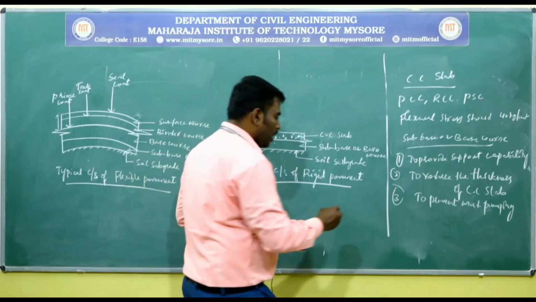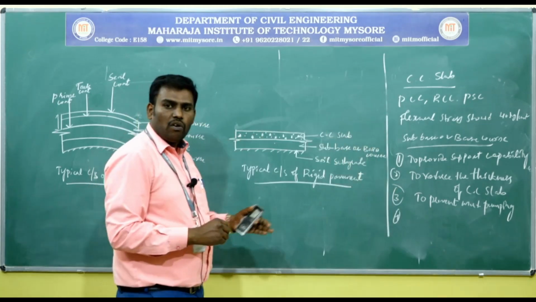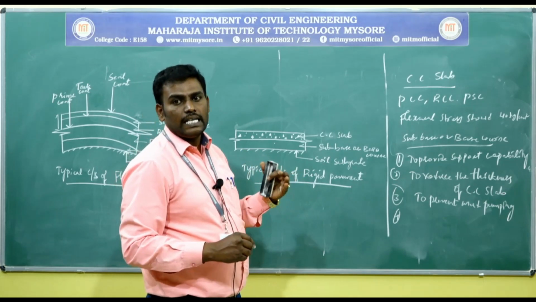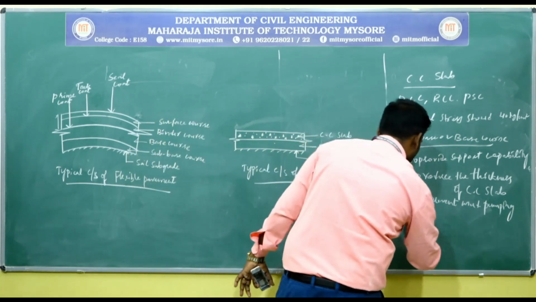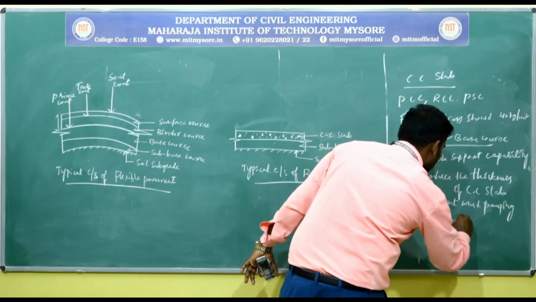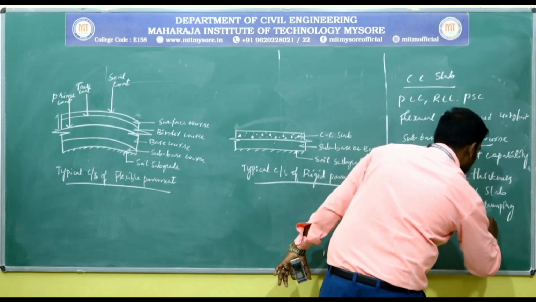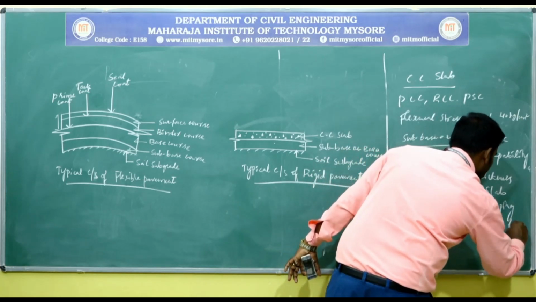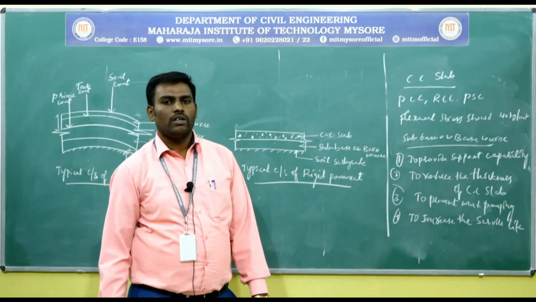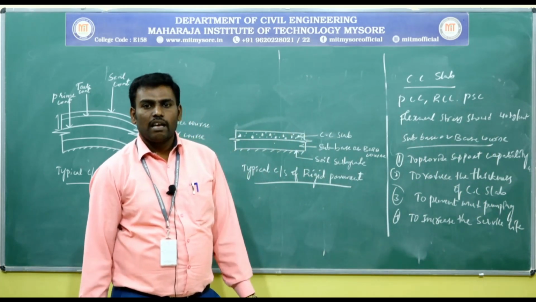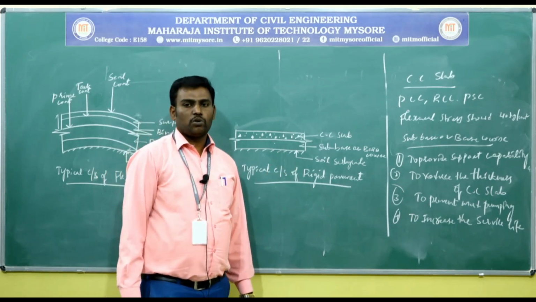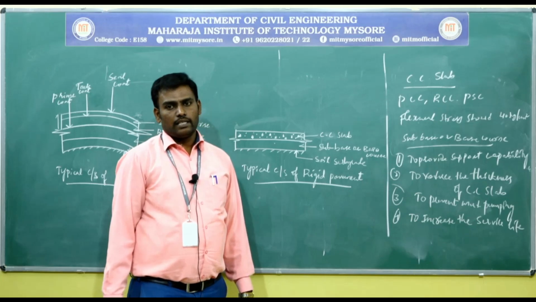Is it clear? And one more, number 4, is to increase the service life of the CC pavement. To increase the service life of the CC pavement, they are going to provide the subbase or base course above the soil subgrade.